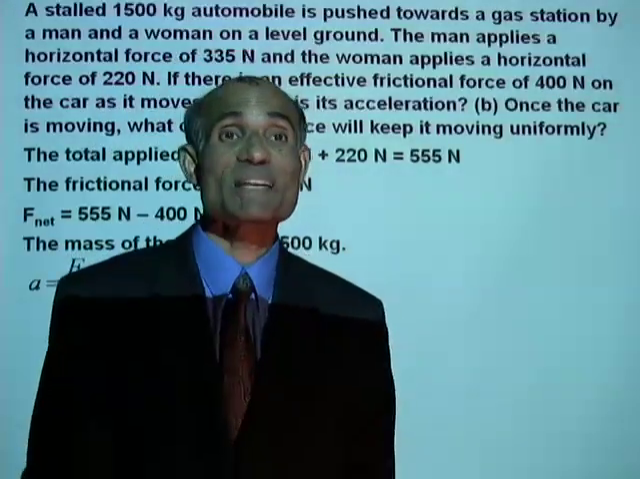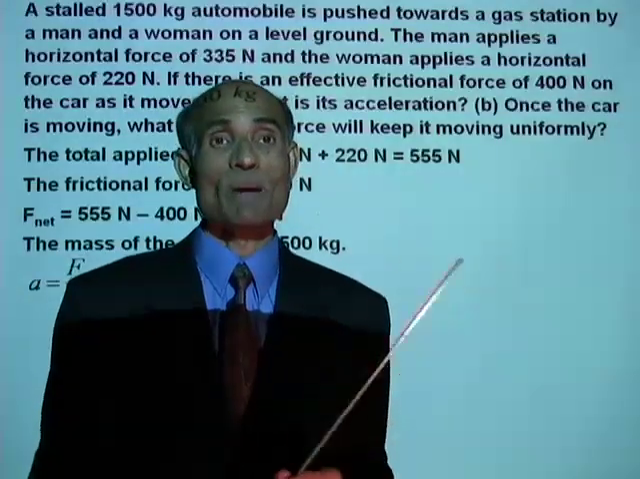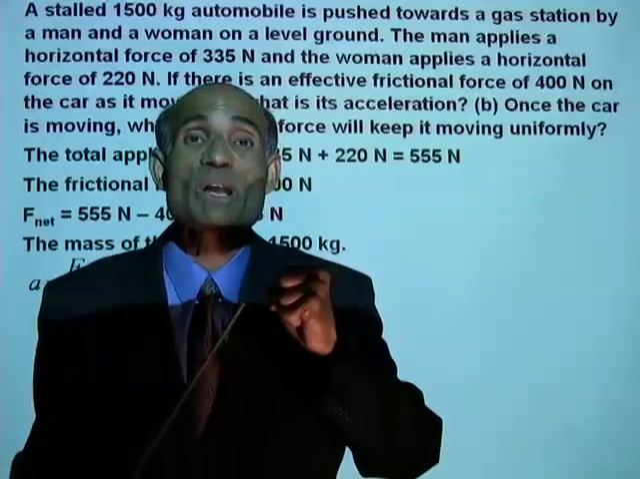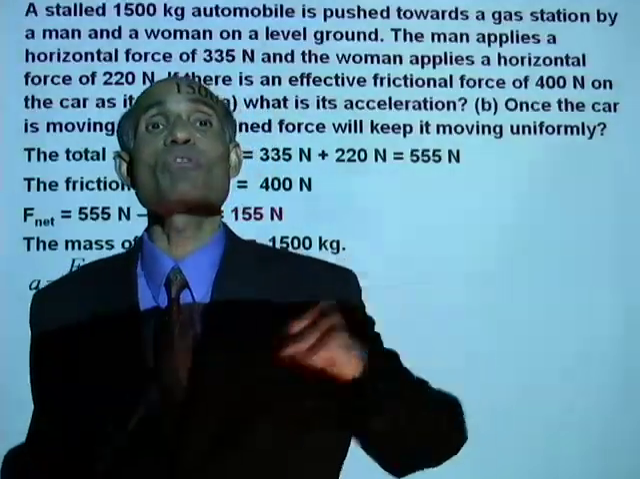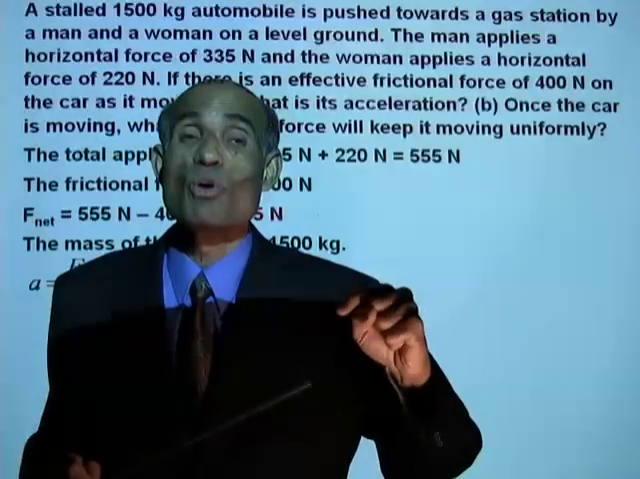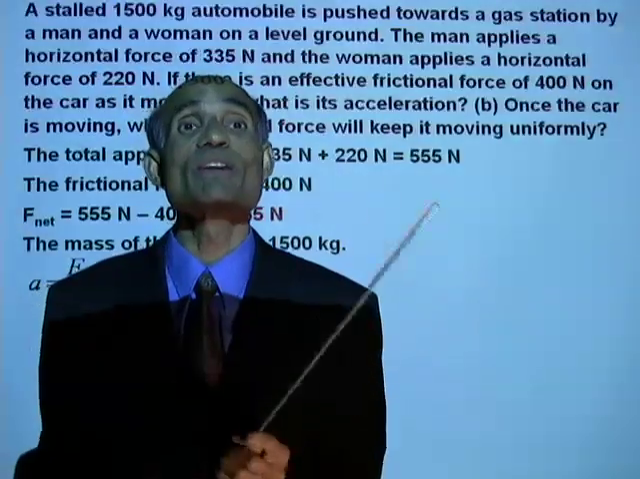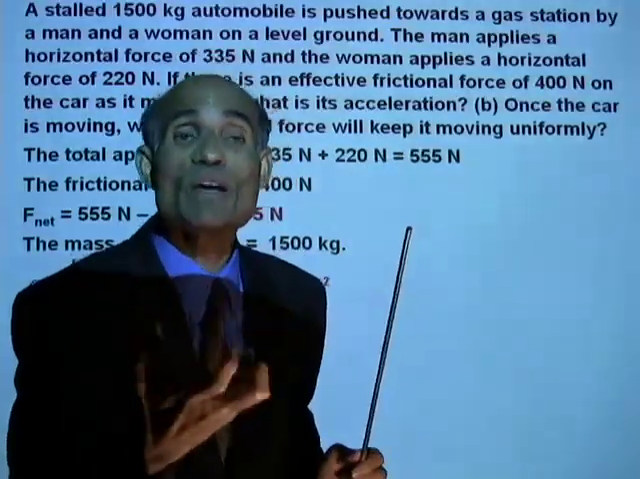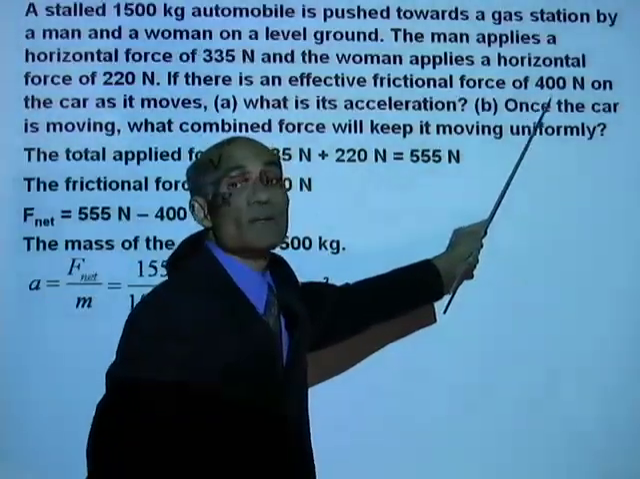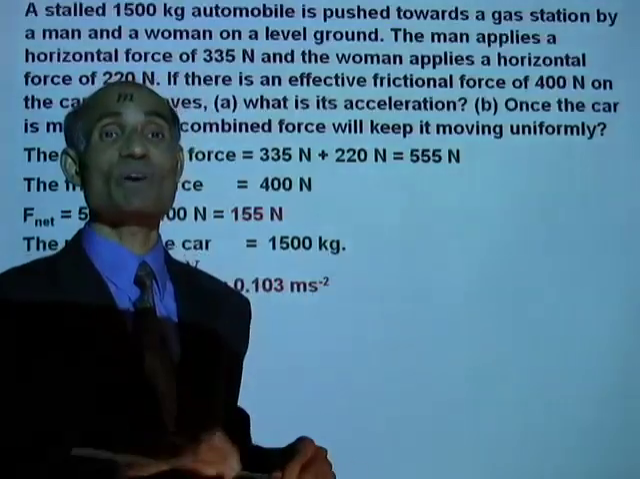Alright, can you answer the second part without my help? Actually, I answered that for you. Once the car is moving, what force will keep it moving uniformly? So, once the car begins to move, to keep it moving uniformly, you need only overcome the friction, which is 400 Newton. That means the combined force need only be equal to that 400 Newton.